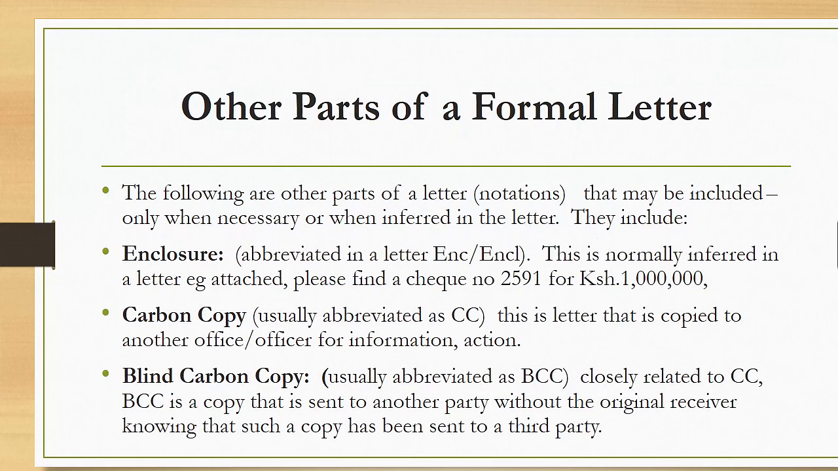Now, we also have other parts of a formal letter. This could be enclosure, especially if you're writing an application letter and you want to attach your CV, you want to attach your other academic records, we can always use enclosure, which is normally abbreviated as ENC. Like example here, this is a check that is attached. You can also carbon copy someone. Carbon copy is very, very important, right? If you want another person to take some action, so they can always be copied.